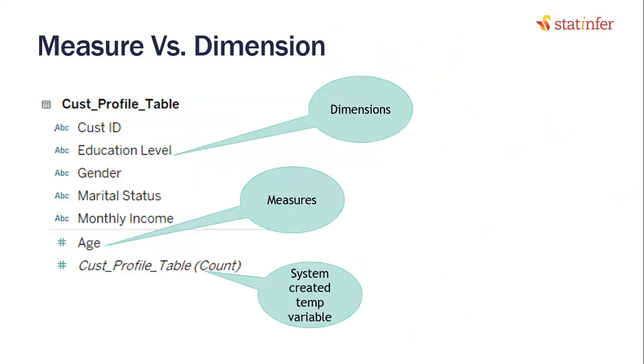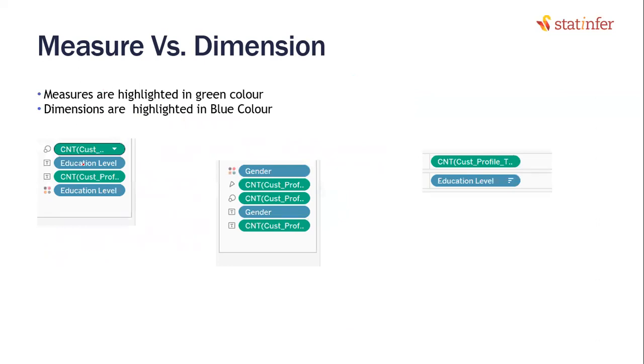Measures and dimensions. Dimensions are usually in blue color. Measures are in green color. Again, this one, monthly income, is actually a measure, but it is read as a dimension. That means there is something wrong behind the scenes. Again, when you're trying to draw the graphs, count is a measure. Educational level is a dimension. Count is a measure.